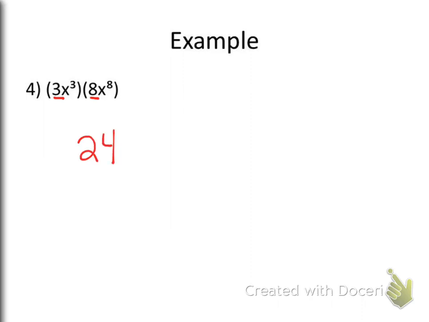Yep. And then I have x to the third, x to the 8th. So there's 3 x's being multiplied together up here, 8 x's back here. How many x's is that total? 3 and 8 is? Nope. 11. Good. What are your questions?